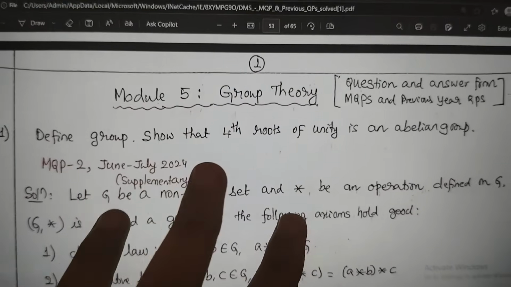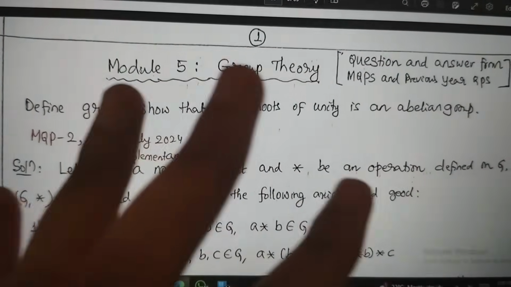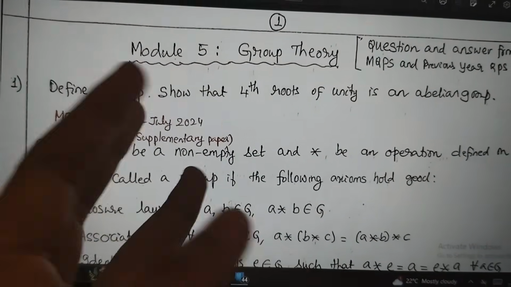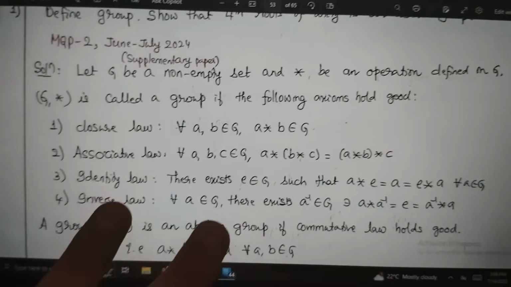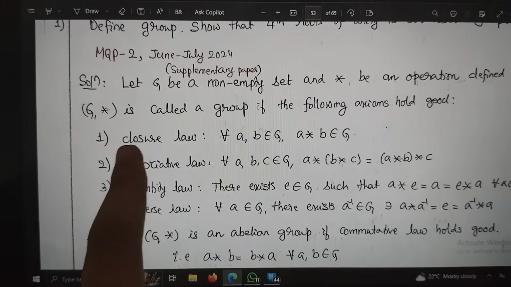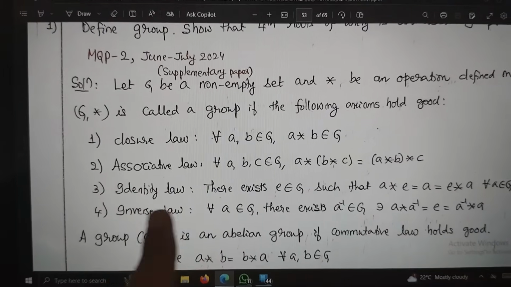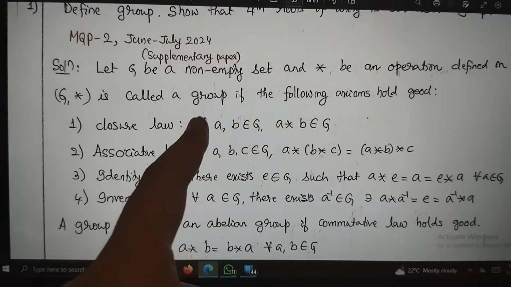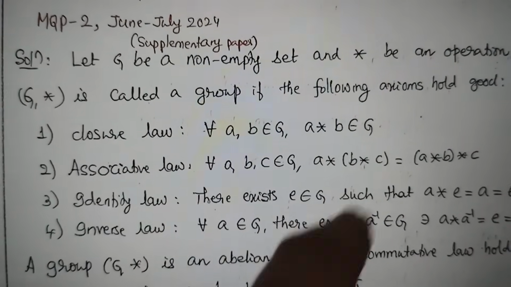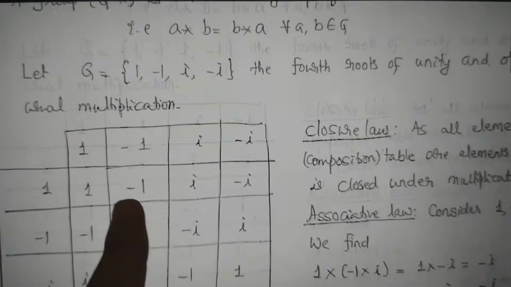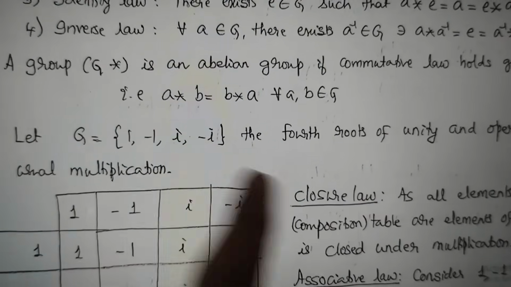Then in graph theory, why I did not record a graph theory module is very simple. For any question you just have to prove 4 laws. The group is also the same, and whatever question they ask, it is just 4 laws: closure law, associative law, identity law, and inverse law. Closure is nothing but if A, B belong to the group, then A into B will also belong to the group. Similarly for the other laws.